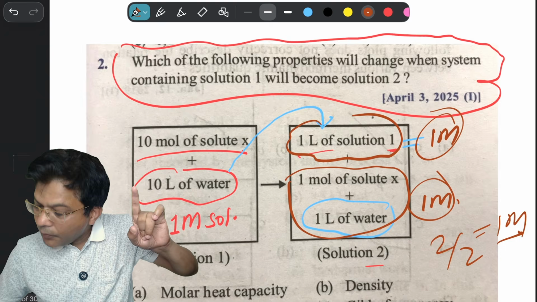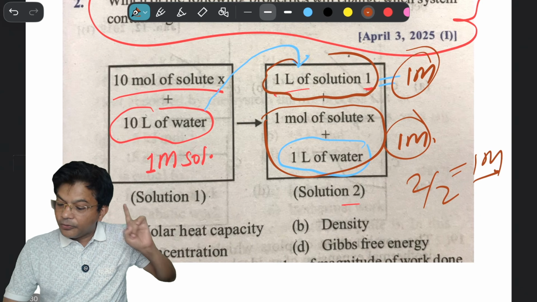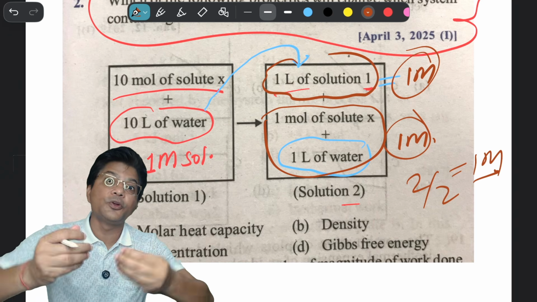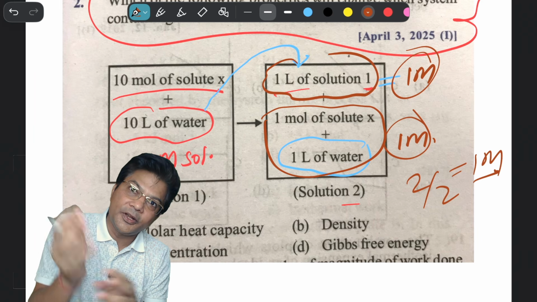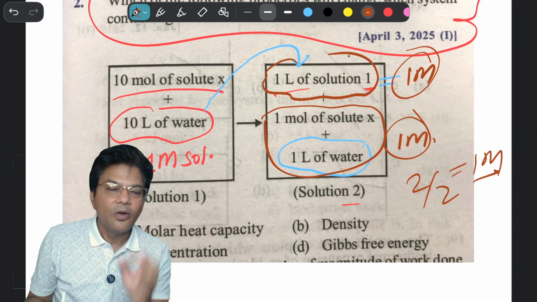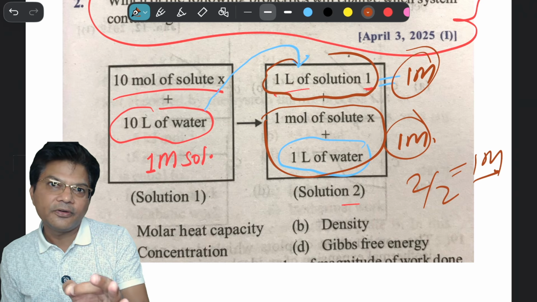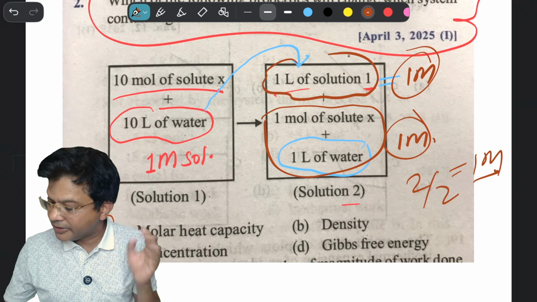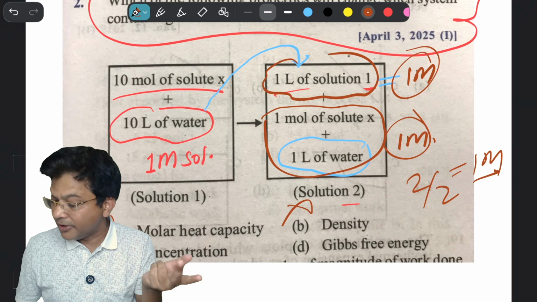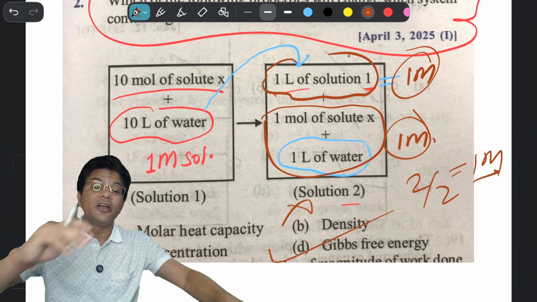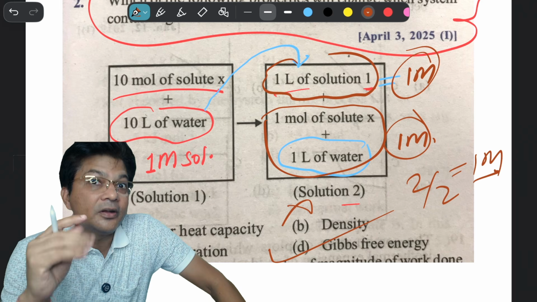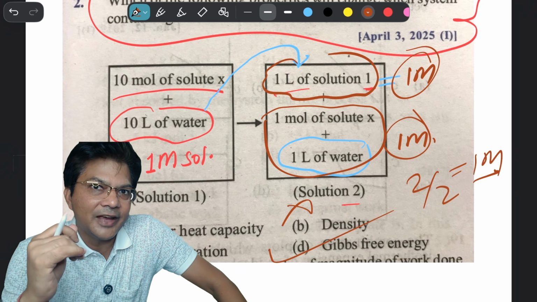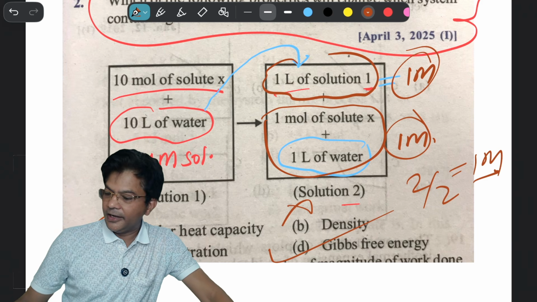So they are asking, will it change. Now see, first one, molar heat capacity. Heat capacity will definitely change, but molar, whenever you put molar, volume is an extensive property. Once you add molar, it becomes intensive. Once you put molar in front of an extensive property, it will become intensive. So this molar heat capacity will not change, can't be the answer. Density will not change, concentration will not change, only Gibbs free energy will change, because Gibbs free energy depends on mass, volume, moles. Gibbs free energy, delta H, delta S, heat capacity, but here molar heat capacity was given.